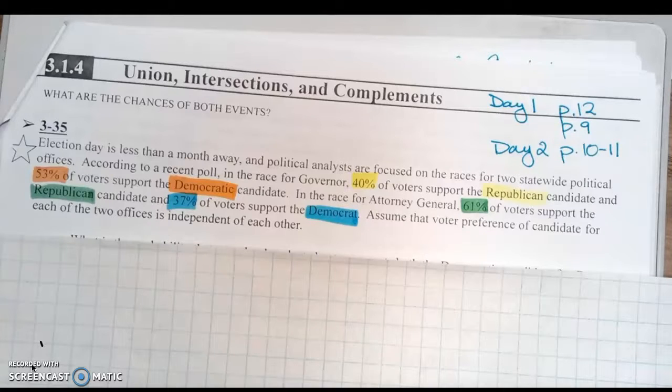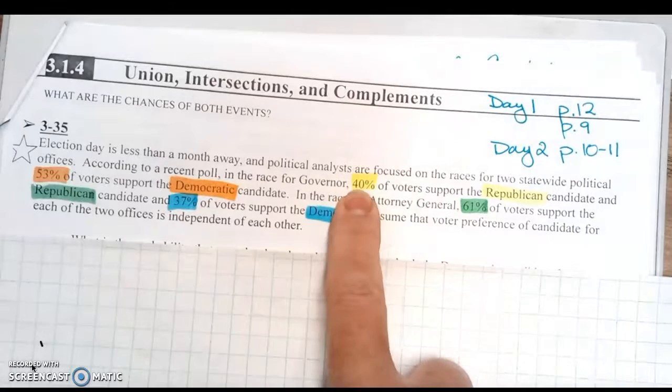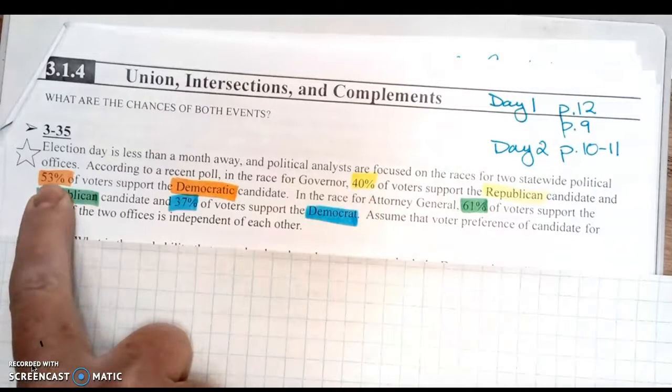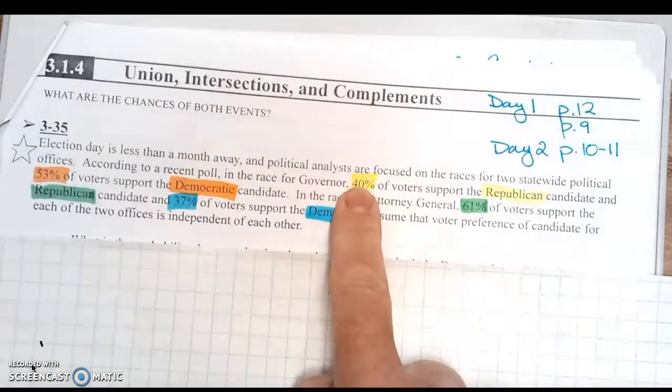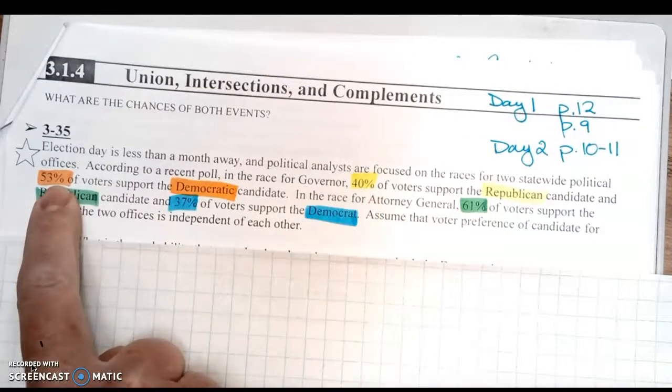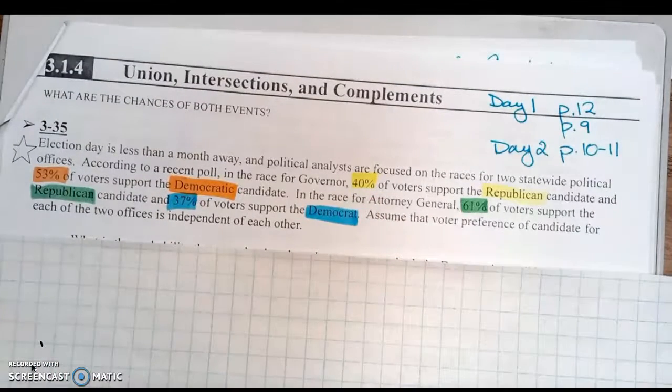Okay? You hear a lot about Republican and Democrat, but there are other political parties, and there are other political candidates. Okay? If you notice, 40 plus 53 adds up to what? What's 40% plus 53%? 93%. So how much other are there, people voting for other candidates?